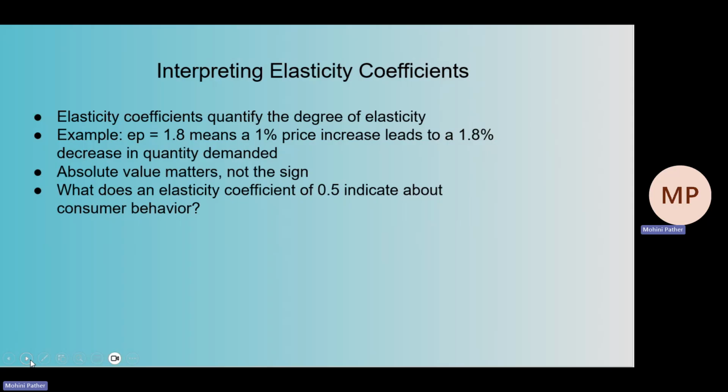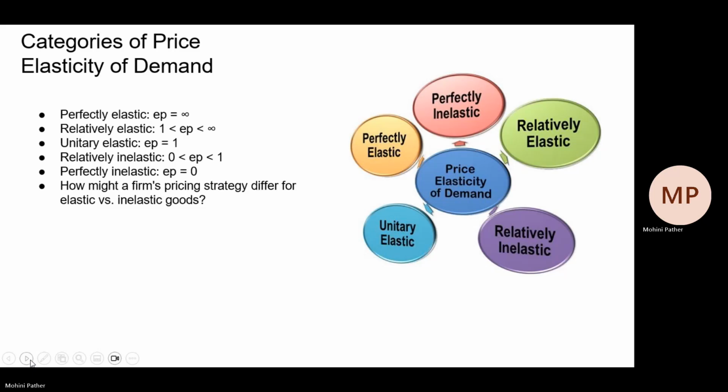So if something has an elasticity coefficient of 0.5, what would that indicate about consumer behavior? It means that a 1% increase in price would lead to a 0.5% decrease in quantity demanded. Now, as you can see, they fall on a range from 0 to 1, or actually, it can go quite a bit higher. It can go from 1 to infinity, but all of these different coefficients are categorized.